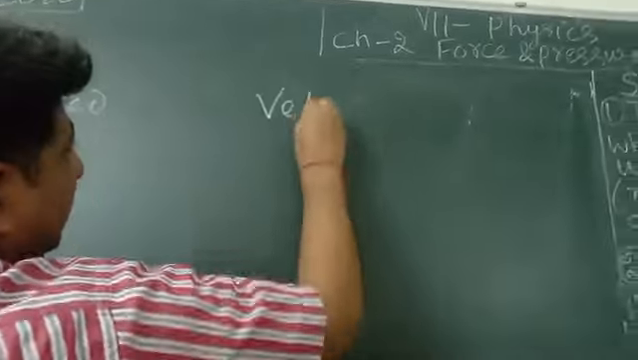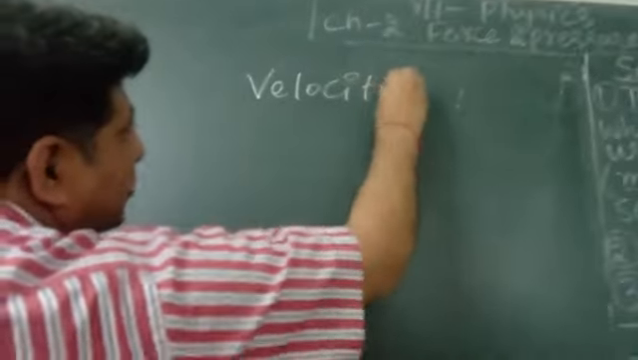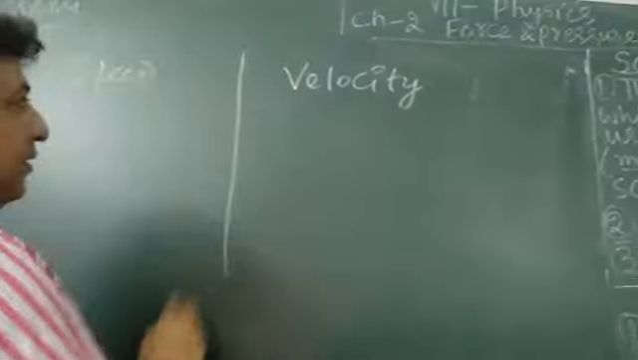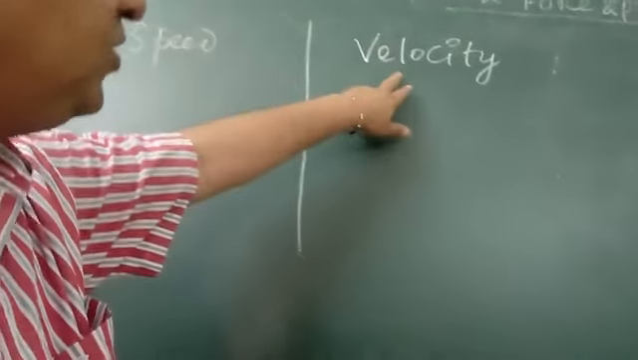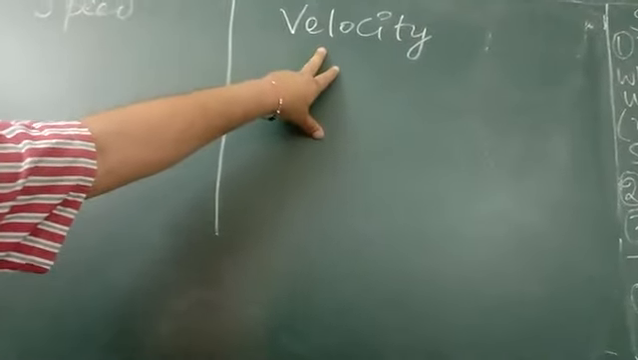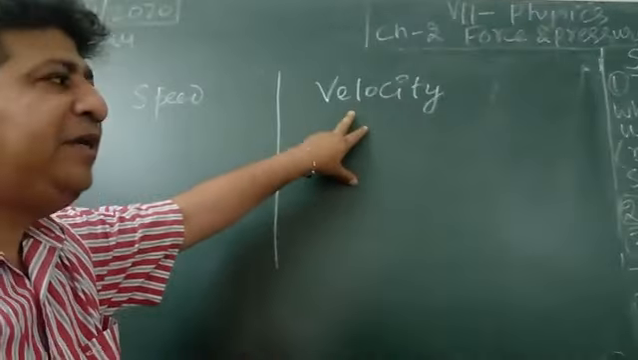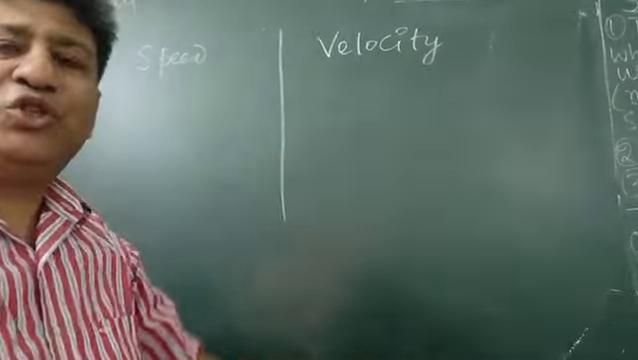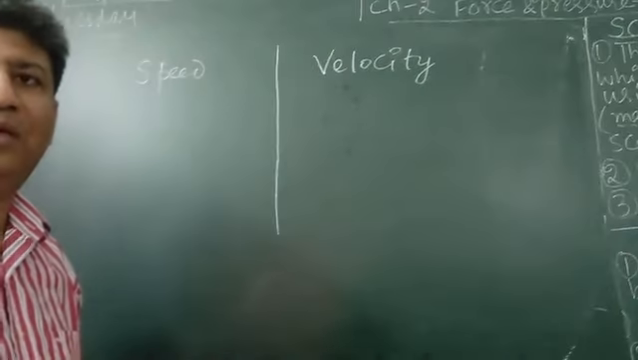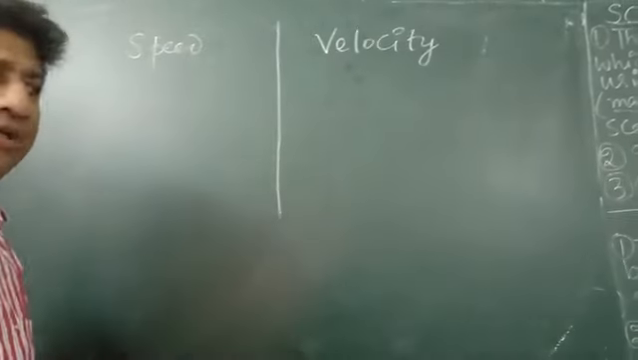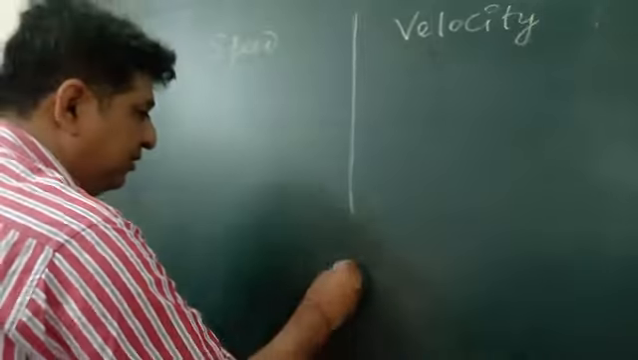However, there is a quantity called velocity, which I told you is a vector quantity in the example. Velocity would not only tell you how fast or slow a body is moving, it will also tell you in which direction it is moving. Because it is a vector quantity, we need to specify the direction. Now let's try and understand this concept.